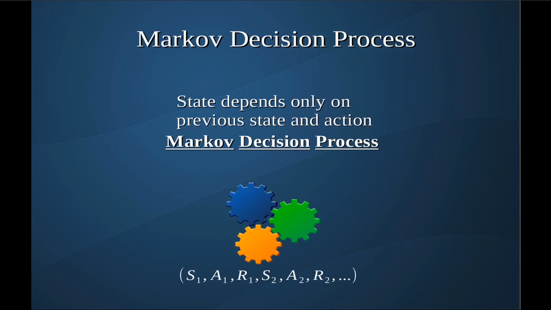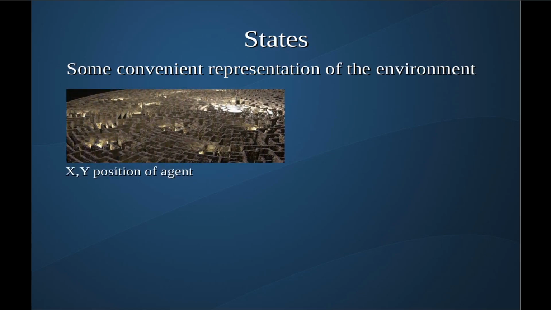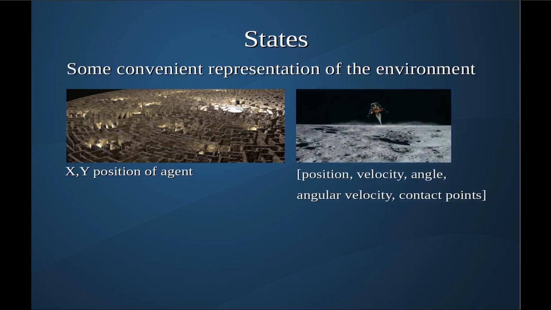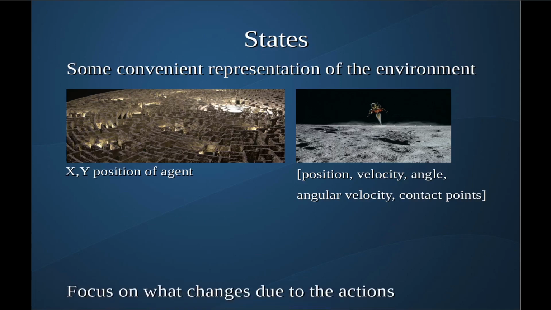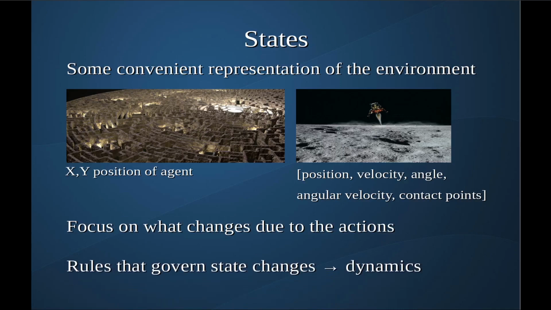The states are just some convenient representation for the environment. So if we're talking about an agent trying to navigate a maze, the state is just the position of the agent within that maze. The state can be more abstract, like in the case of the lunar lander, where the state is an array of continuous numbers that describe the position of the lander, the velocity of the lander, its angle and angular velocity, as well as which legs are in contact with the ground. The main idea is that the state describes exactly what about the environment is changing at each time step. The rules that govern how the states change are called the dynamics of the environment.